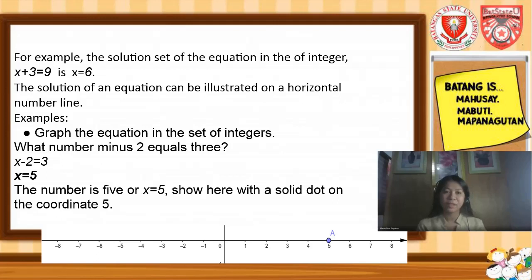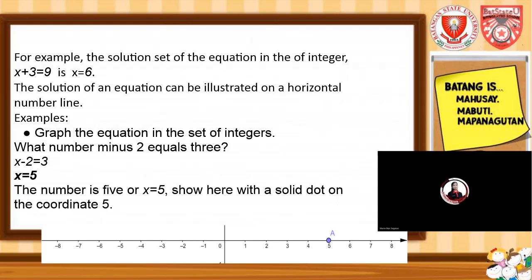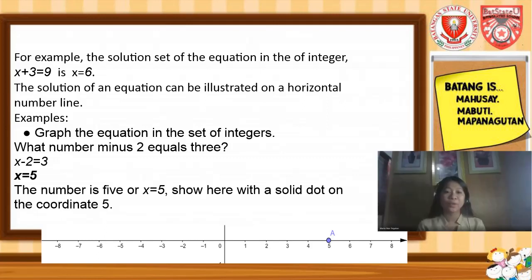For example, we graph the equation in the set of integers. What number minus 2 is equal to 3? So we have x minus 2 is equal to 3, therefore x is equal to 5. Here we showed that the number is 5, or x is equal to 5, shown with a solid dot at the coordinate 5.